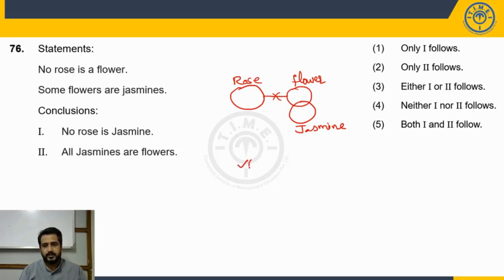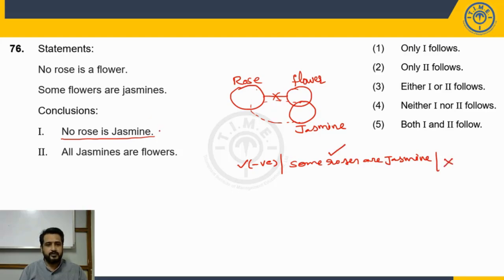It is true, but it is a negative conclusion. The negative conclusion is true, so draw the alternate diagram. No rose is a jasmine. The complementary pair is some roses are jasmines. Now can we draw the alternate diagram for this? Yes, you may extend it like this, right? Is it violating any statement? If you want, verify it. No rose is a flower, still no rose is a flower. Some flowers are jasmines, yes, some flowers are jasmines. Simultaneously some jasmines are roses. So we can draw this diagram. So this negative becomes false.